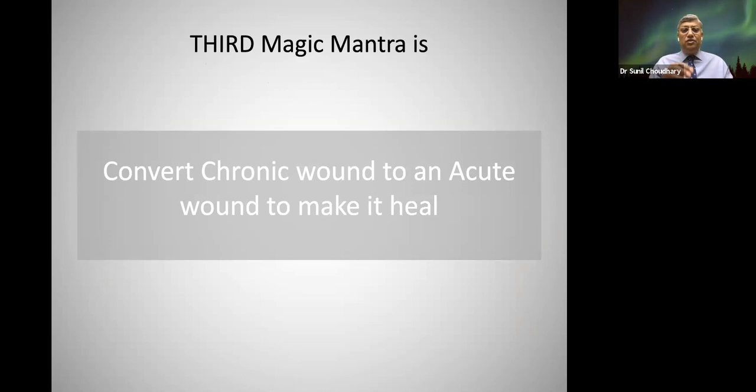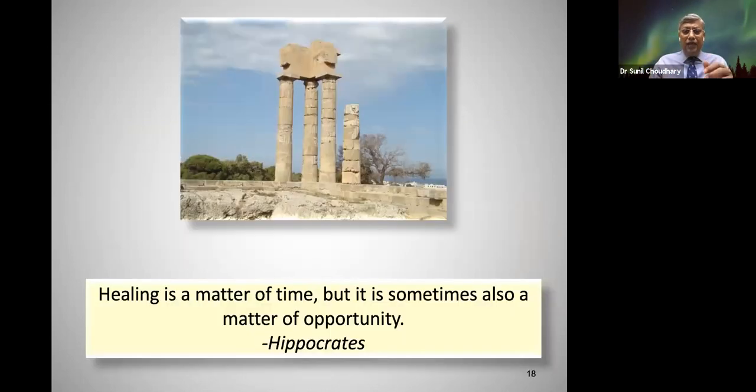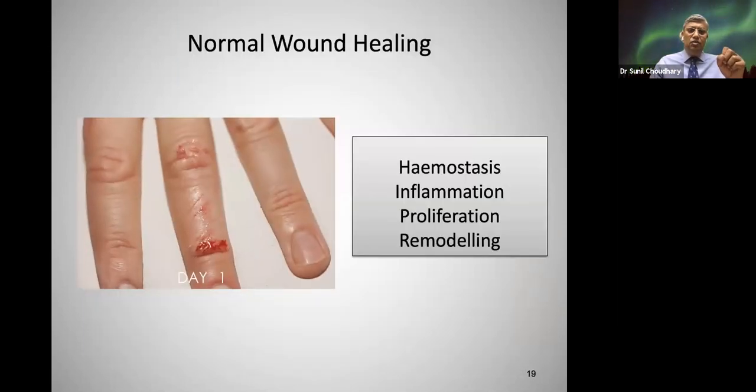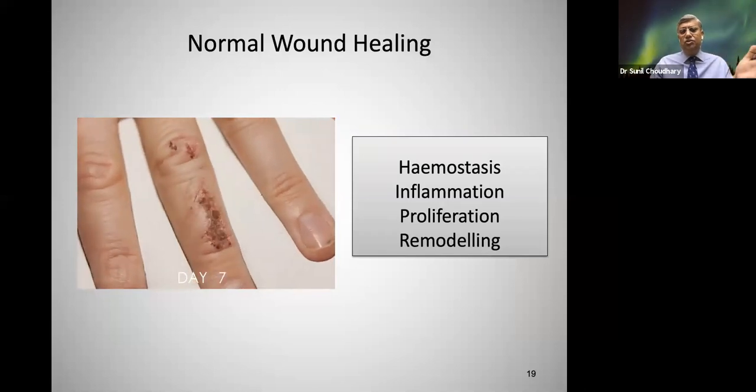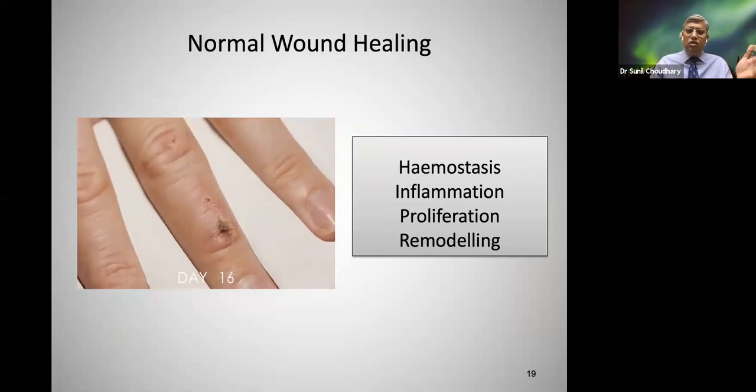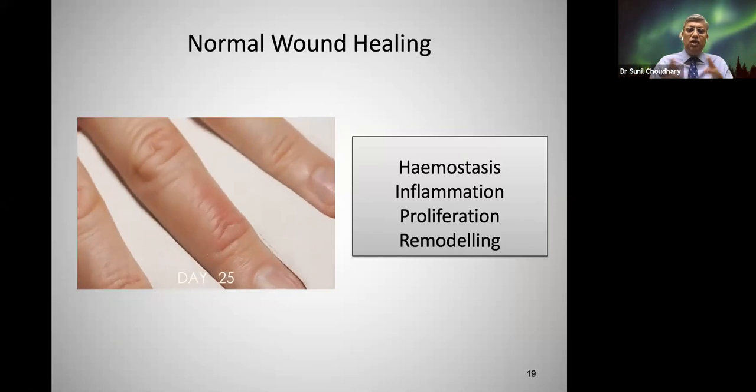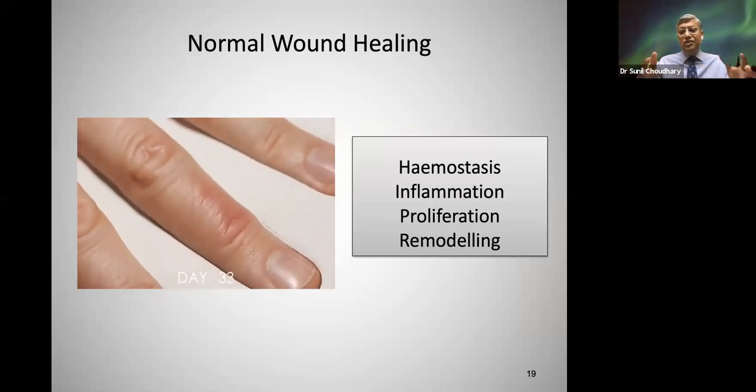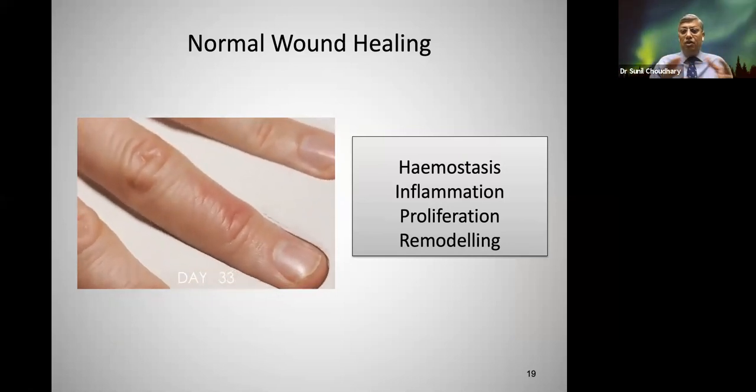The third magic mantra, according to me, and this is the most important one to understand, is to convert a chronic wound into an acute wound to make it heal. Why? Because healing is a matter of time, but it is also sometimes a matter of opportunity. Now look at normal wound healing. Basically, it goes through four defined phases of healing, which overlap with each other as well: hemostasis, inflammation, proliferation, and remodeling. All of us know these four phases of healing.